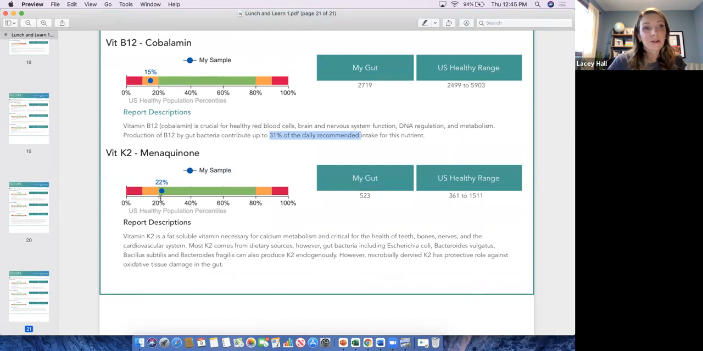We don't get K2 in our diet unless you're eating a ton of natto. And I don't know about you, it's disgusting. I try to be open-minded to different foods, but I can't stand it. So vitamin K2 is very important for our bone density. This is a 39-year-old woman.